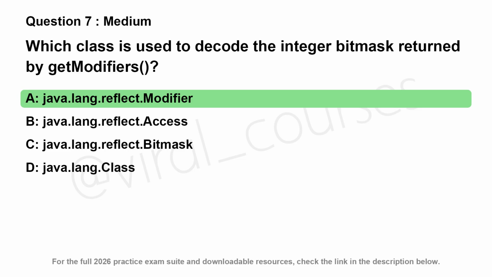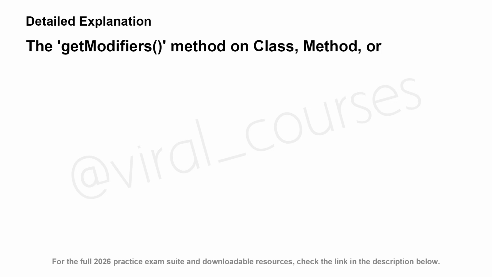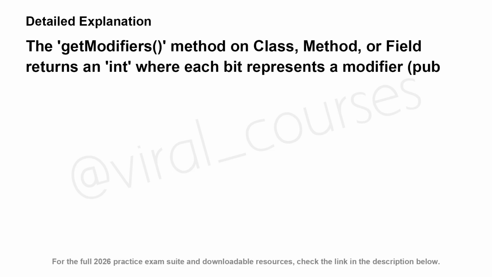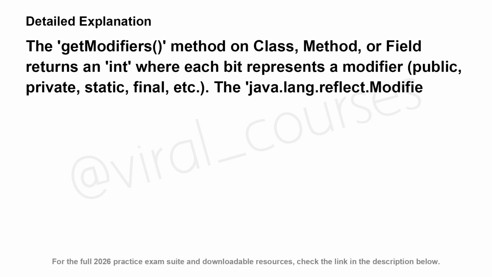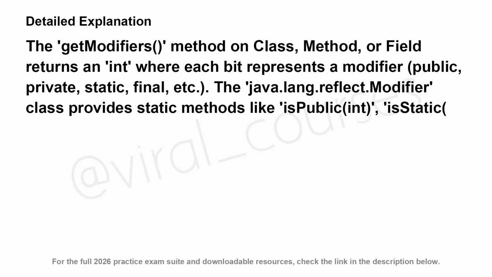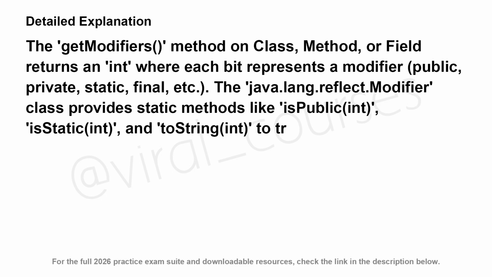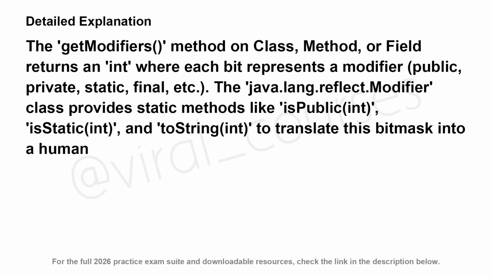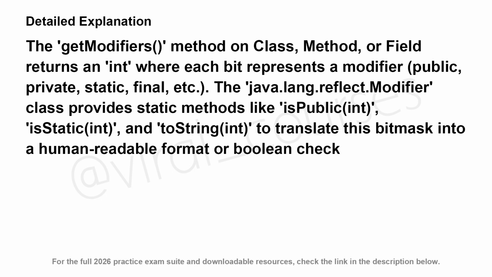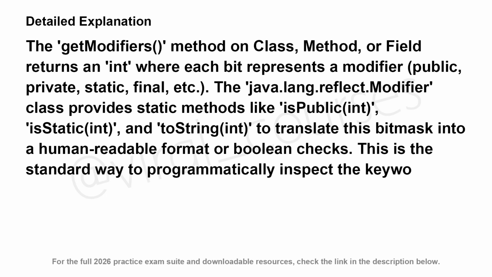The correct answer is A. The getModifiers method on Class, Method, or Field returns an int, where each bit represents a modifier: public, private, static, final, etc. The java.lang.reflect.Modifier class provides static methods like isPublic(int), isStatic(int), and toString(int) to translate this bitmask into a human-readable format or Boolean checks. This is the standard way to programmatically inspect the keywords used in a declaration.